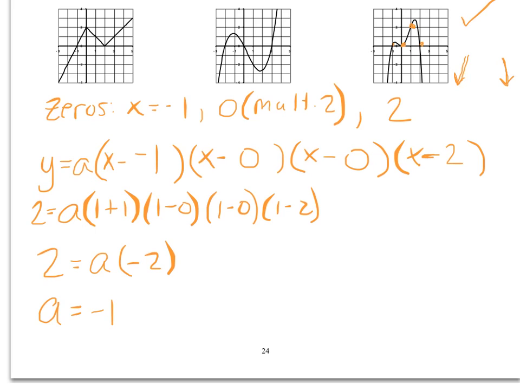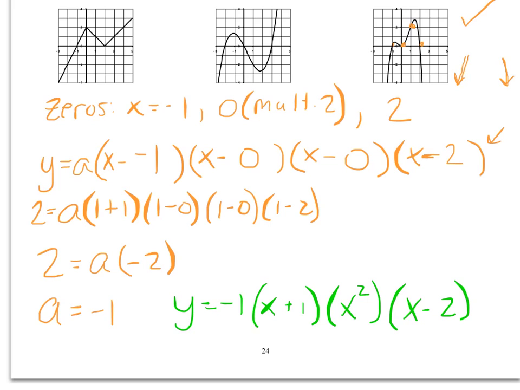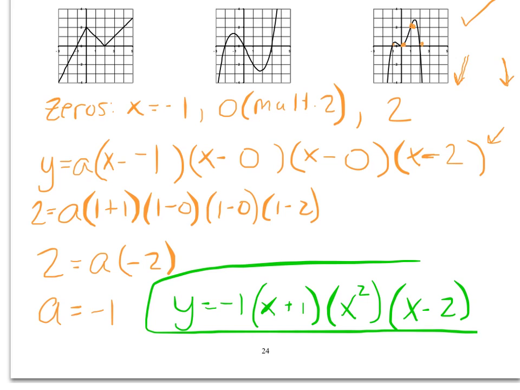So my final equation is going to be this guy, simplified a little bit, and with a is -1. So it will be y equals -1 times (x plus 1) times x squared times (x minus 2). And again, there's no need to multiply that all out, just leave it in factored form.